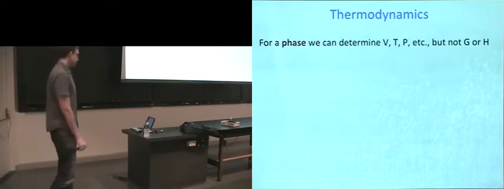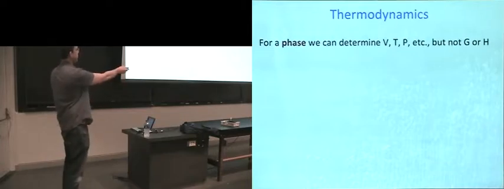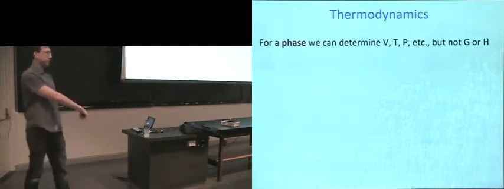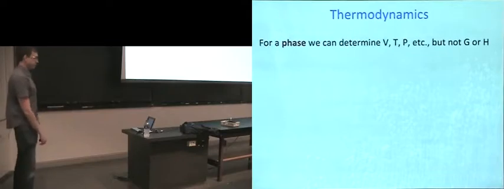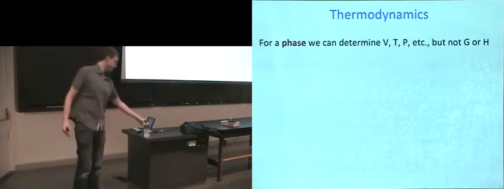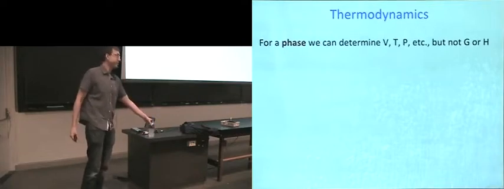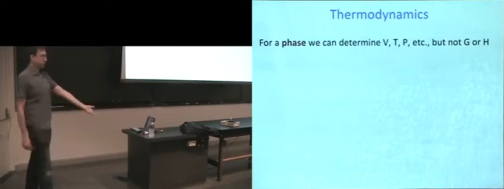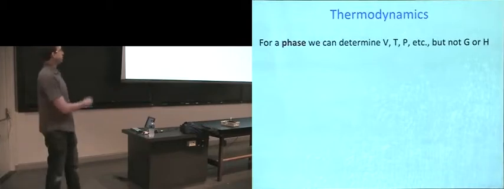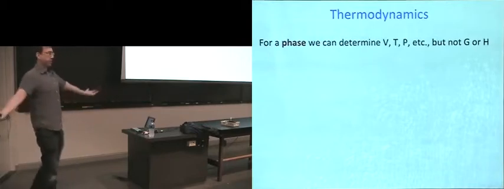So the thing is, G and H are not things that we can determine easily. We can determine the volume of the substance, right? The volume of the water in the water bottle is pretty easy. It actually tells me on the label, but we can go out and measure that. Temperature, really easy to measure. Pressure, really easy to measure, right? In this room, we're at 1 atmosphere.